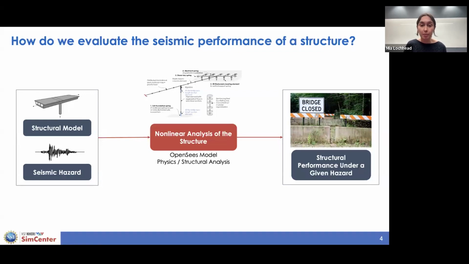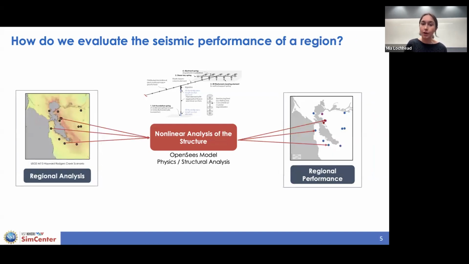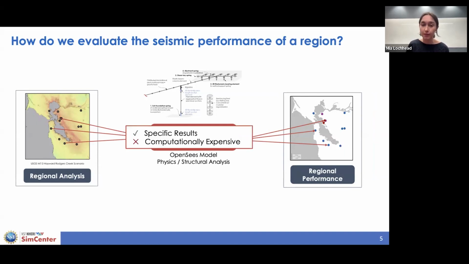This is great because it provides us a really detailed, high fidelity understanding of what's happening in these models. But the picture changes a little bit if we put this in the context of regional analysis. If, instead of looking at a single structure, we're looking at a whole region of structures, these nonlinear analyses are useful in that they provide really specific results, but this quickly becomes very computationally expensive, which becomes somewhat limiting in the context of regional analysis.